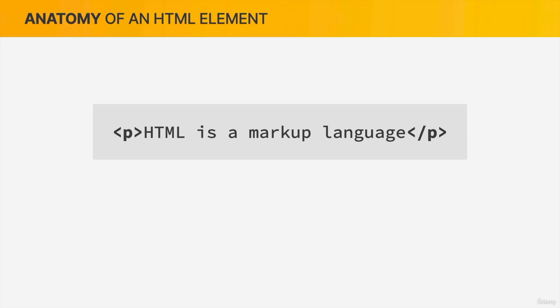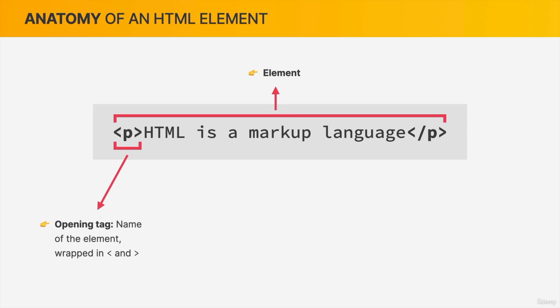And again, we are looking at the paragraph element here, as you can see by the P. And so all of this here is actually the element itself. Now, an HTML element is usually made up of three parts. First is the opening tag, which is the name of the element. So in this case, it's the P, wrapped in the less than and the greater than symbols. Probably they have some other names, but that's how I like to call these symbols. So it's less than, P, and then greater than.